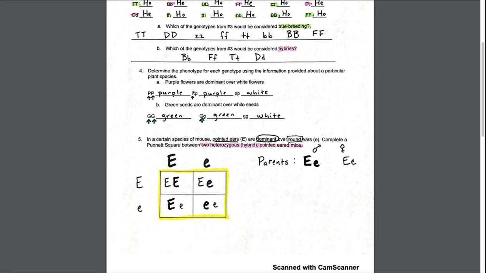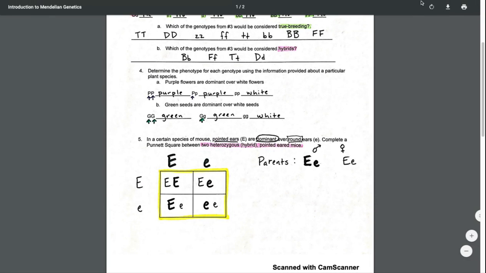In this next example, we have 1 capital and 1 lowercase. Again, purple flowers are dominant. Capital P is a dominant allele. It's going to cover up the lowercase allele. In the last example here for 4A, we have lowercase p. That is the recessive trait, and that's represented by 2 lowercase letters, lowercase p.